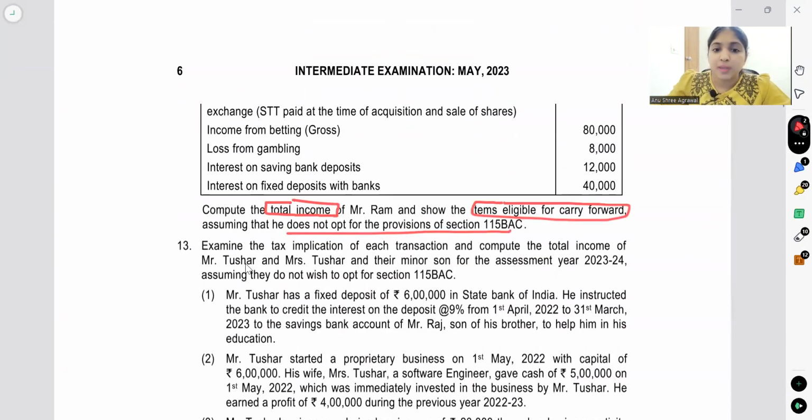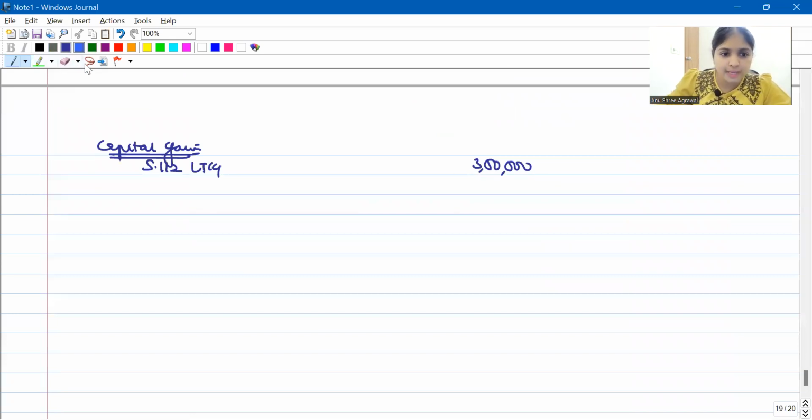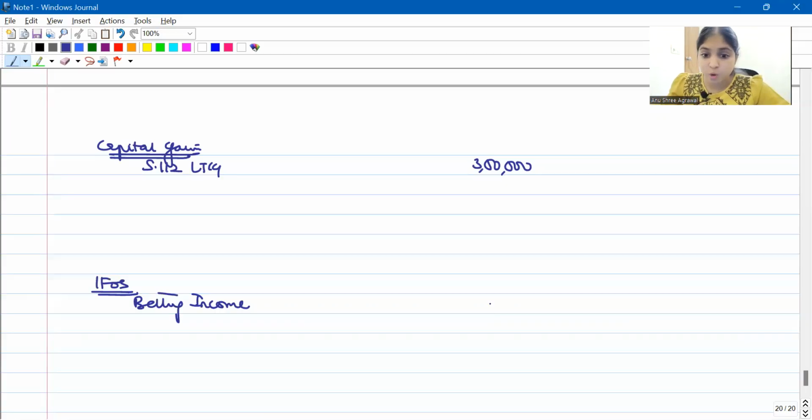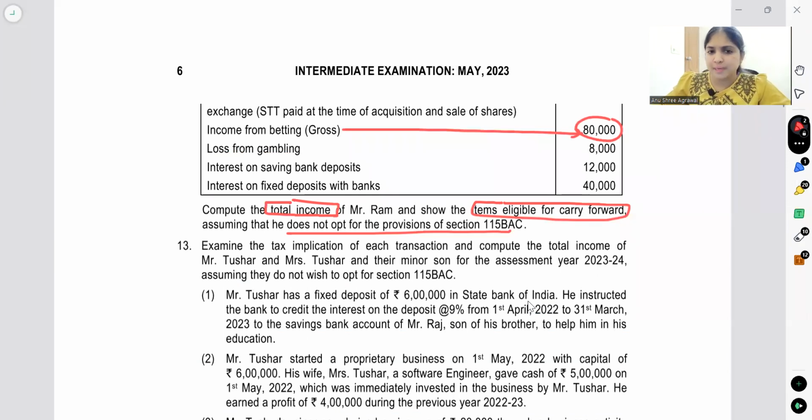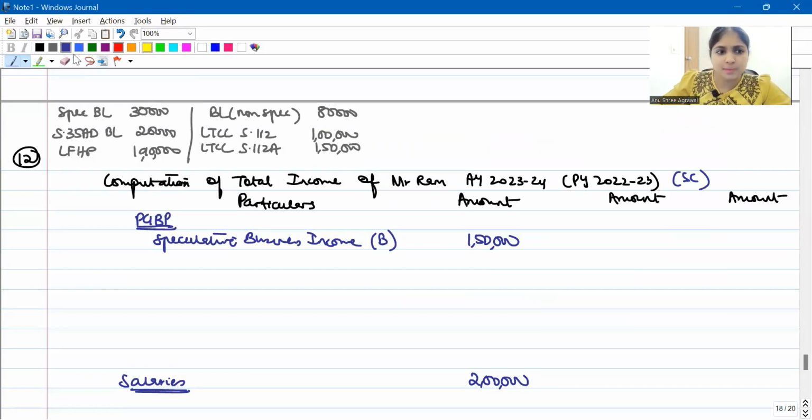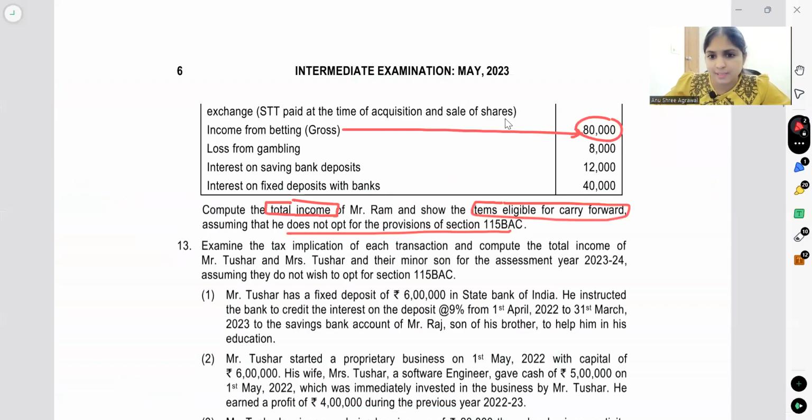Then what else? We have income from betting, 80,000. Which head will this go to? IFOS. So I'll open another head, IFOS. Under this, we have betting income, 80,000. Guys, I hope you've identified this is casual income. I will not adjust any loss against this. Then we have loss from gambling. What do we do with gambling loss? No doubt we're supposed to ignore, but for now we'll write it over here because all losses we are going to handle separately. So gambling loss 8,000.